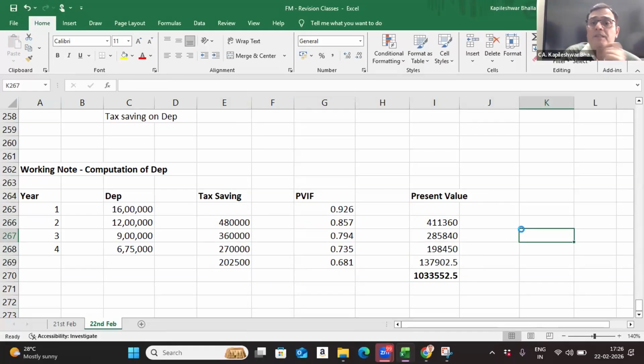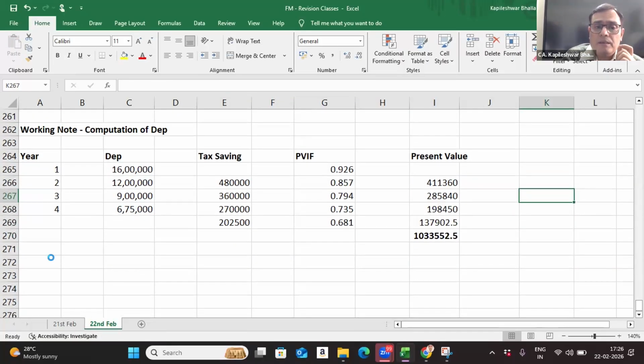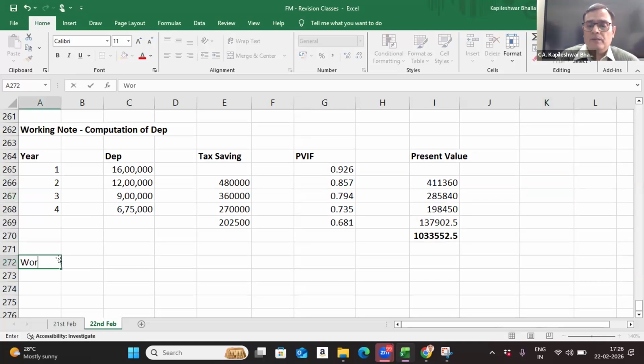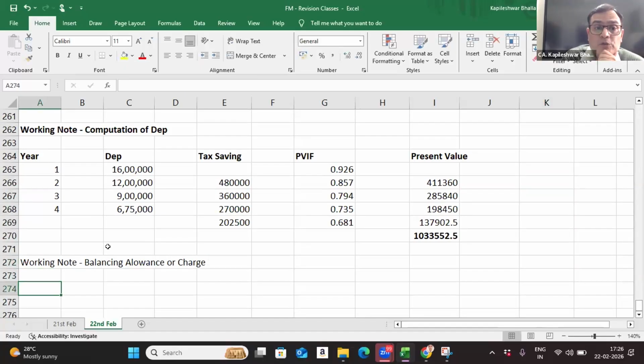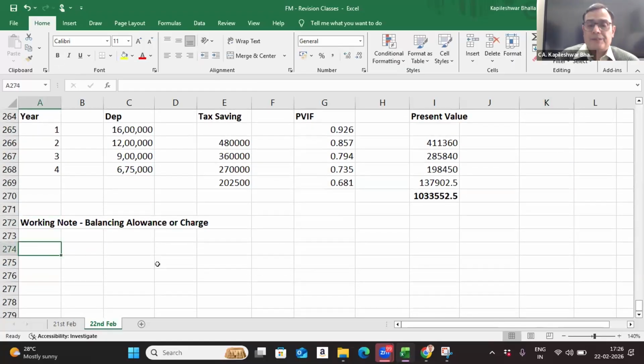This is on the depreciation computation. Now we need another working note, and that is going to be on the balancing allowance or the balancing charge. So we take this on the balancing allowance or the charge. So for this purpose, again, we need to first calculate the capital gain or loss and then take the tax in arrears. So let's see what is the book value of the asset.